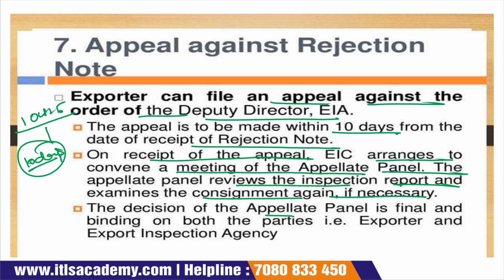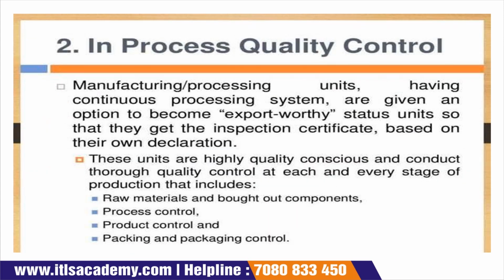The decision of the appellate panel is final and binding on both parties, that is the exporter and the export inspection agency. Now, in-process quality control: manufacturing or processing units having a continuous processing system are given an option to become an export worthy status unit, so that they get inspection certificates which are based on their declaration.